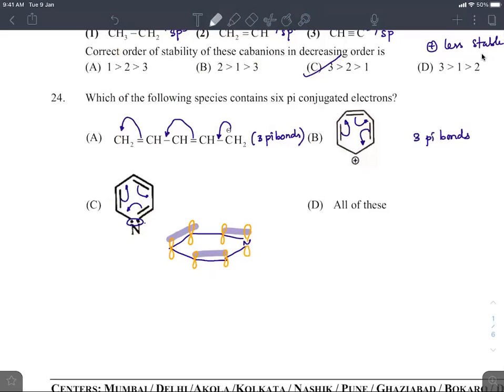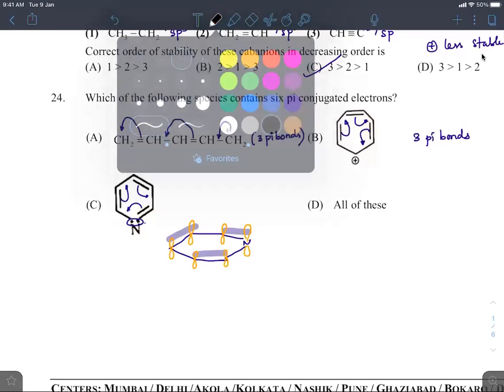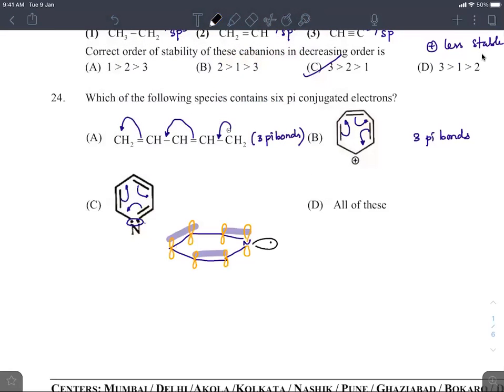And the lone pair present on it here is perpendicular to that of pi orbitals. So therefore, this lone pair is not going to participate in resonance. So only these 3 are participating in resonance, which shows that this also has 3 pi bonds. Hence all of this.